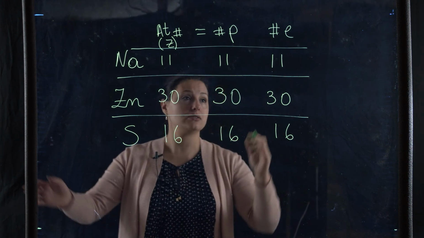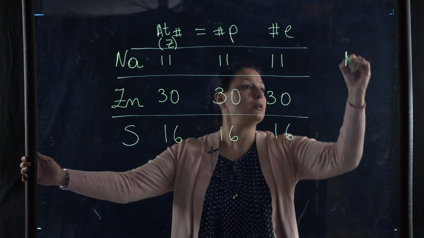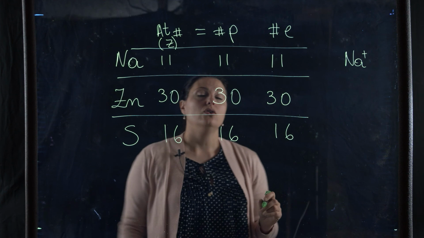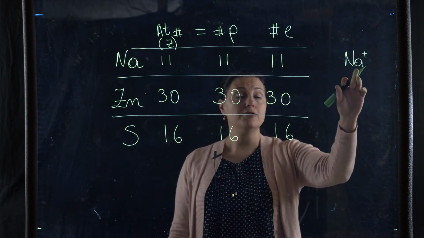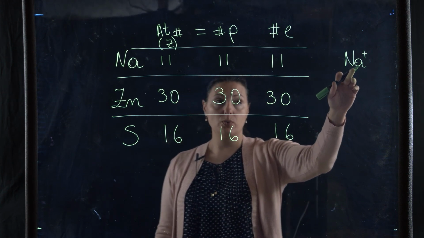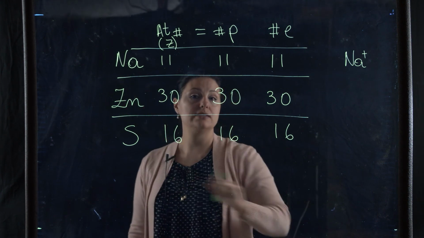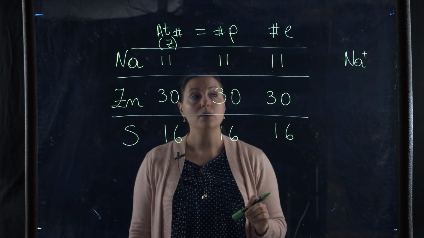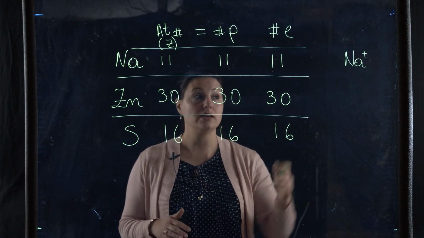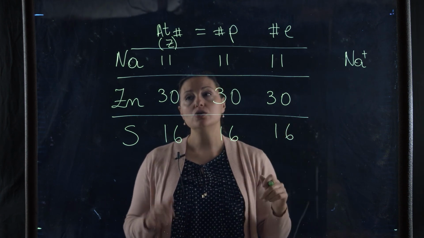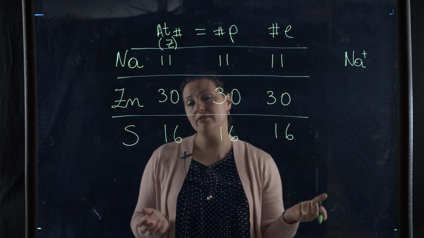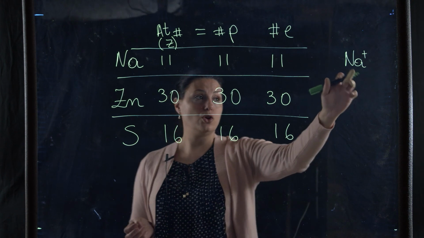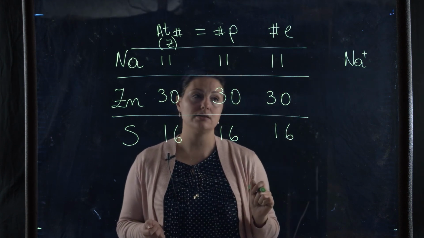What if I had ions? Let's say I had the sodium ion, Na+. For this to be sodium, whether it's an ion or a neutral atom, it has to have the same number of protons, because if I change the number of protons, it's not going to be sodium anymore. Whether it's a neutral atom or the ion of that element, the number of protons does not change. So sodium also has 11 protons.